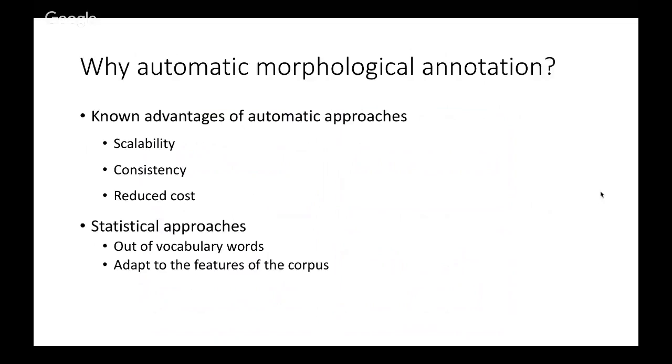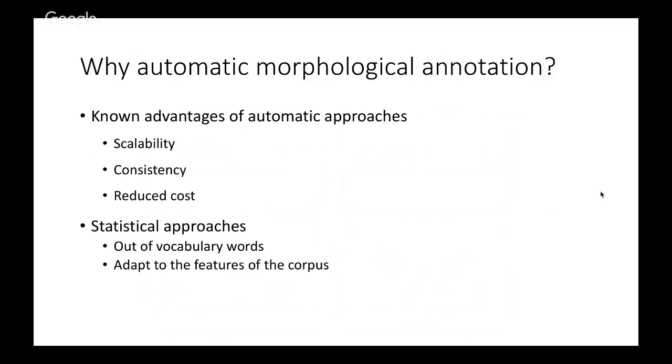But of course, it's not an error-free approach, as we know, and the different accuracy of automatic approaches to morphological annotation will give different level results, and this is an active area of research where people are trying to get better and better results.